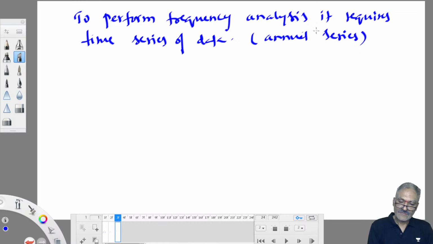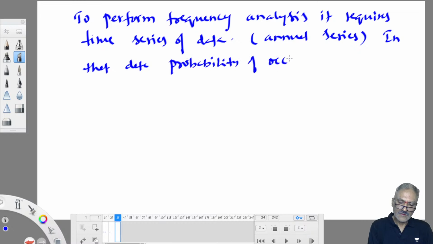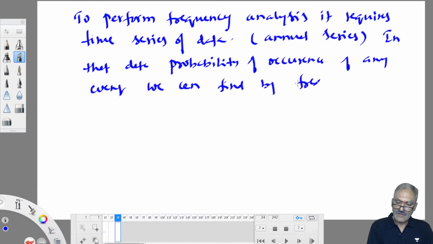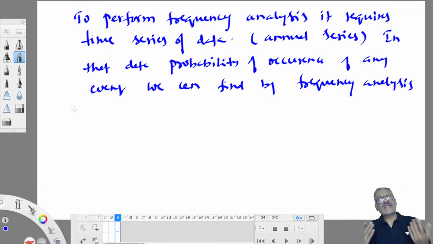In that data, the probability of occurrence of any event we can find by frequency analysis. Let us see how to find it. There are some empirical equations available to work out this frequency.